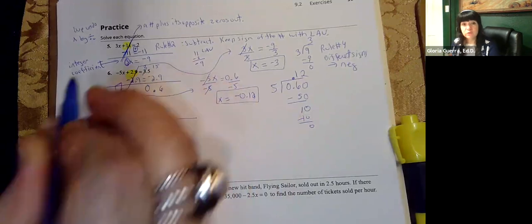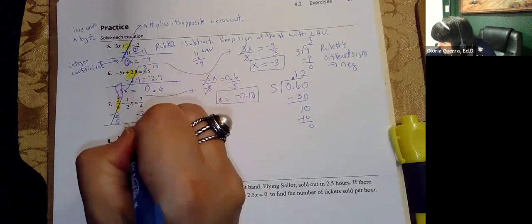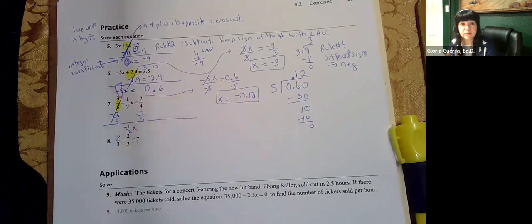And 2/5 minus 2/5 cancel out. So then you have negative 1/2 x. And then you're going to need common denominators whenever you add and subtract fractions.